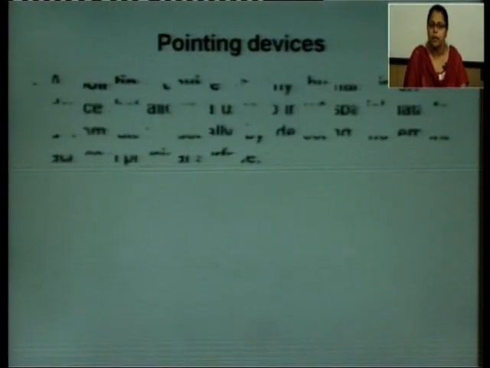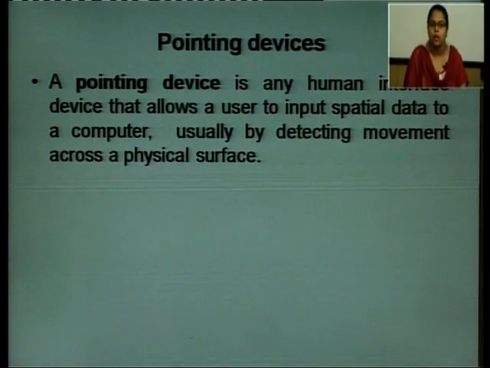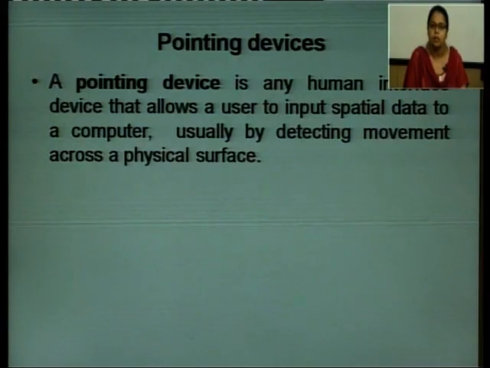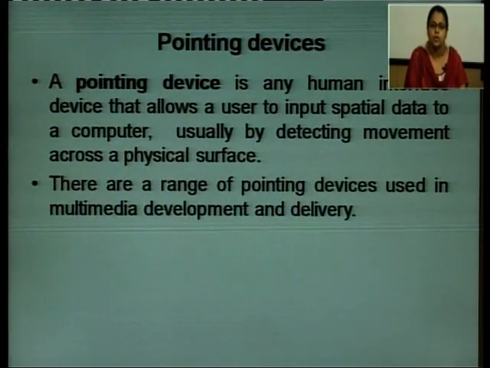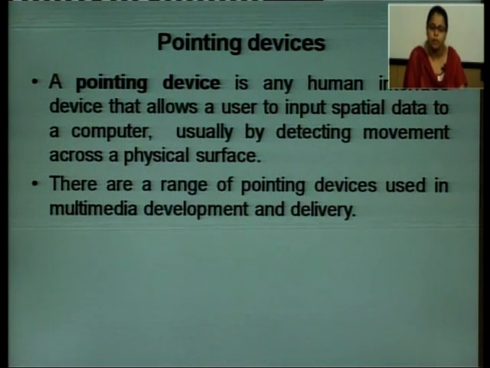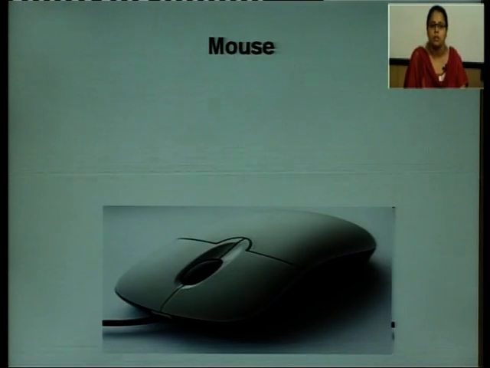Next are pointing devices. A pointing device is any human interface device that allows a user to input spatial data to a computer, usually by detecting the movement across a physical surface like across a monitor screen. There are a range of pointing devices which are used in multimedia development and delivery, such as mouse, trackball, digitizer, light pen. All these are the examples of pointing devices which are used for creating multimedia applications.